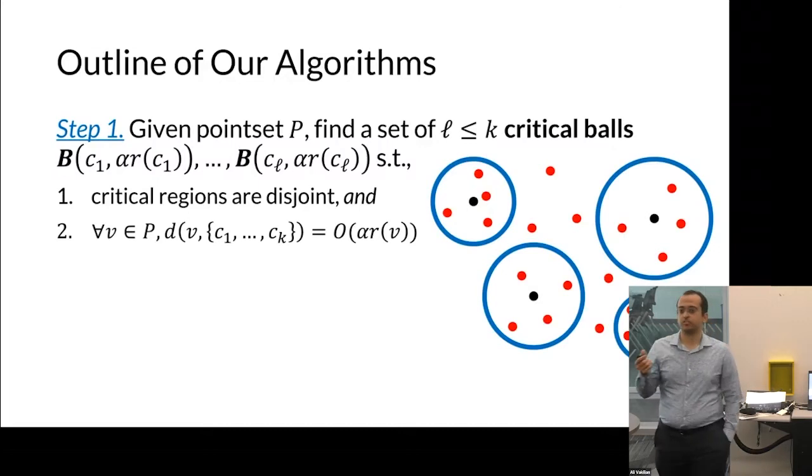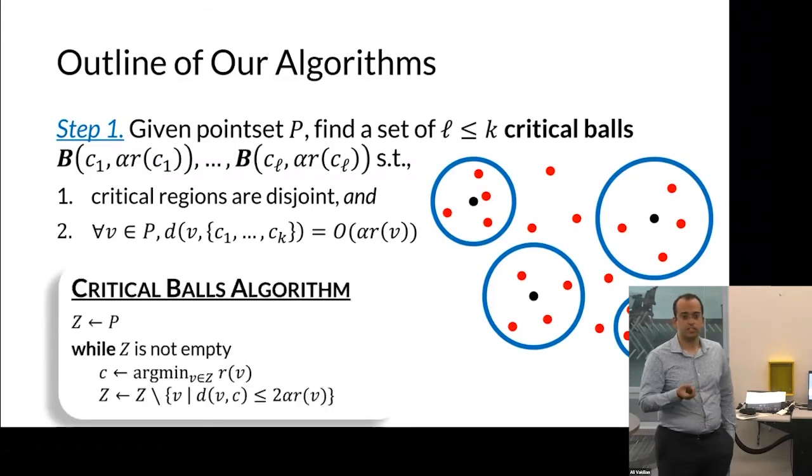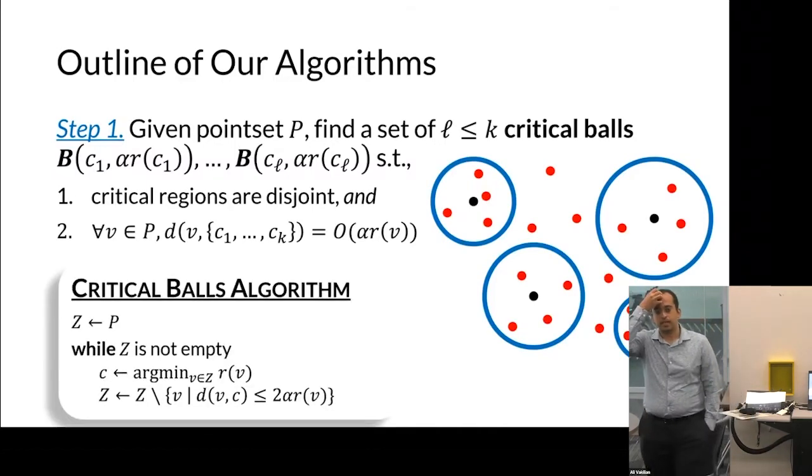So basically, if you just return these L points, you get an approximately alpha-fair solution. Right. So let's see how the algorithm works.